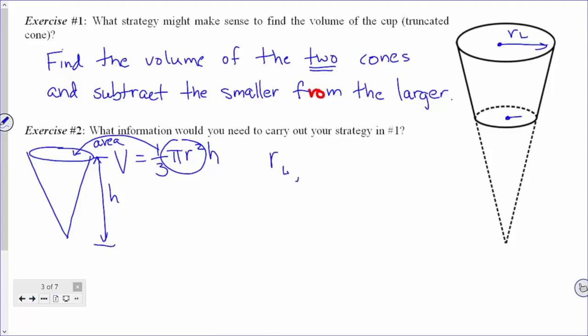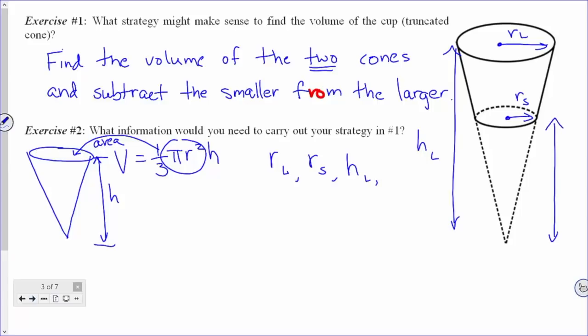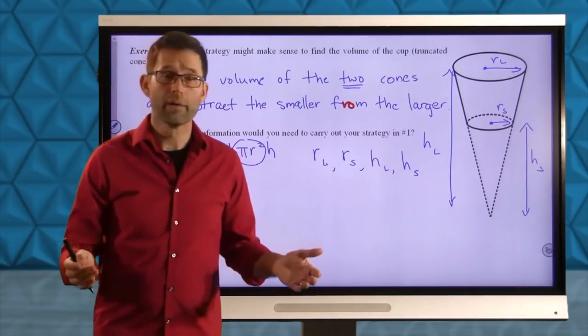We need to know the radius of the small cone, we need to know the height of the large cone, and we need to know the height of the small cone, right? If we have those four things, we can calculate the volume of both cones.